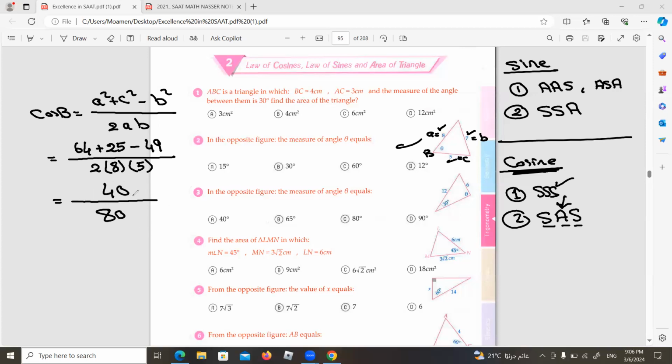This is calculation. You can do it quickly, and then after that you will reach the result. 40 over 80, cancel 0 by 0, divide by 4, divide by 4, it's equal to half. What is equal to half, mister? Cosine B or cosine theta equal to half. I need to find the angle B or the angle theta. What is the angle whose cosine is half? Excellent, it's 60. So our answer will be 60.